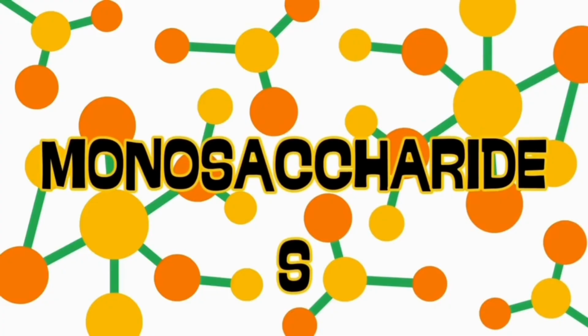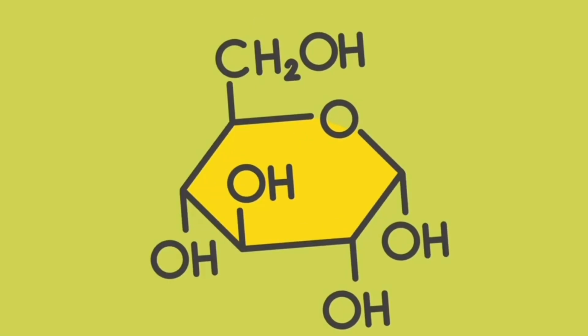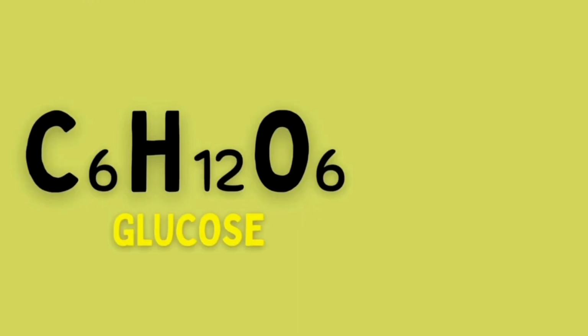So let's start. Alright, first and foremost, let us define monosaccharides. So monosaccharides are the most basic form of carbohydrates, meaning they only have one sugar unit, and they usually follow the formula CnH2nOn. For example, glucose is a 6-carbon sugar, so its formula is C6H12O6. Familiar, right? You may have encountered that in your earlier science classes.